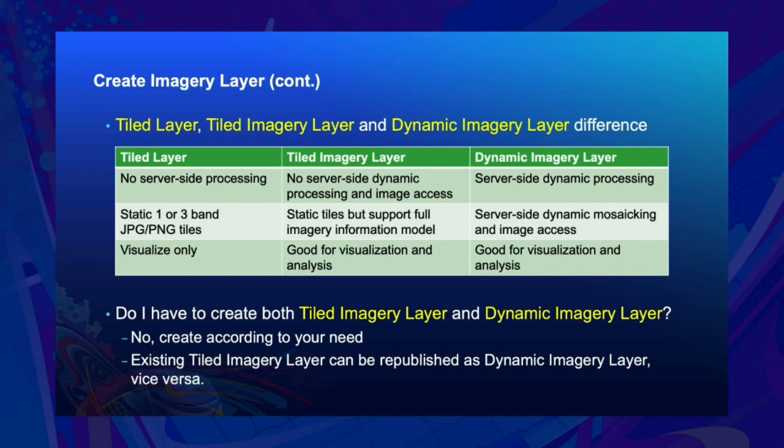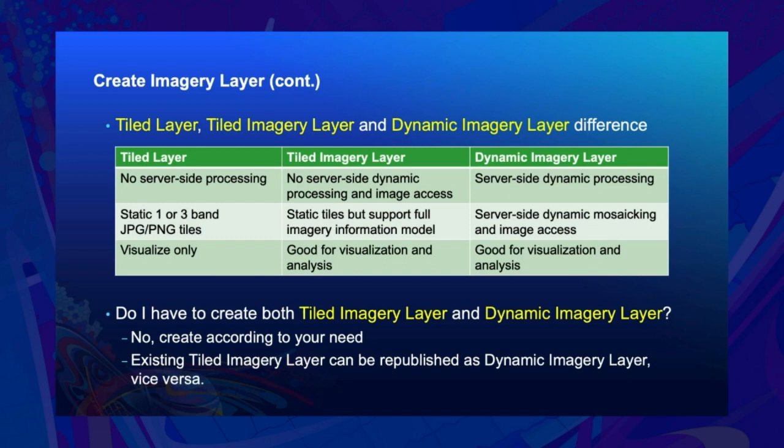On the other side, when you create dynamic imagery layers, the data it references could be a cloud raster dataset format, or it could be a mosaic dataset that we use to manage the collection of image data you upload. Also, the dynamic imagery layer actually has an ArcGIS Server running behind the scenes to support the server-side dynamic processing, server-side dynamic mosaicing, and imagery query and access.